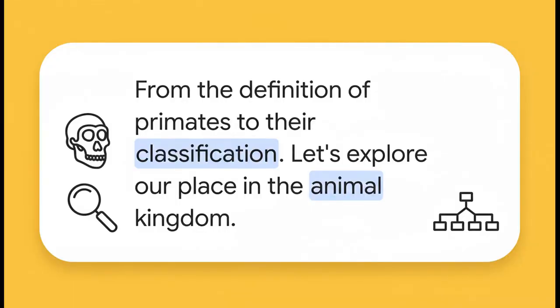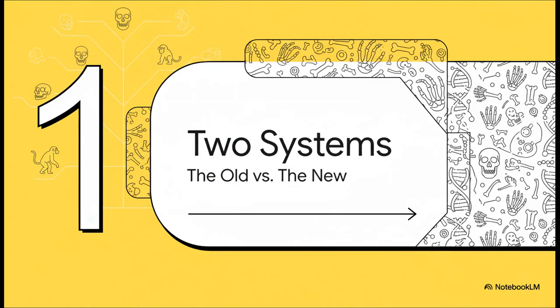In the previous video, we learned about the definition of primates. In this video, we will talk about the classification of primates. We're going to see how the methods themselves have evolved over time and what that really tells us about our own family tree. So to get started, you should know there isn't just one single way to classify life.